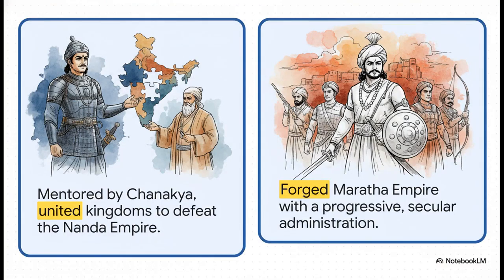You know, two wildly different rulers achieved unity through sheer brilliant statecraft. Take Chandragupta Maurya. Mentored by the legendary strategist Chanakya, he pulled together a bunch of fragmented, smaller kingdoms into one unstoppable force to topple the ruling Nanda Empire. Then, flash forward centuries later, to Shivaji Maharaj forging the Maratha Empire.